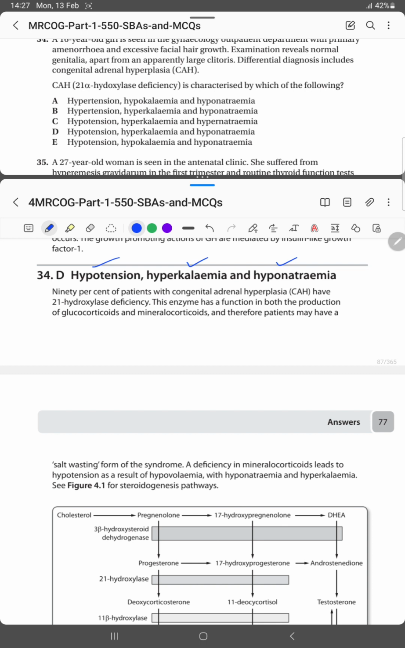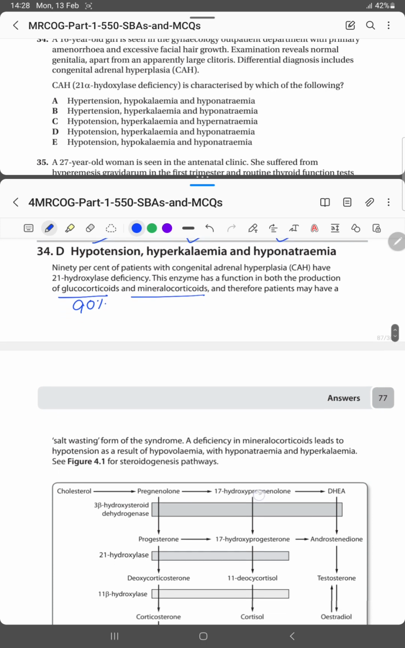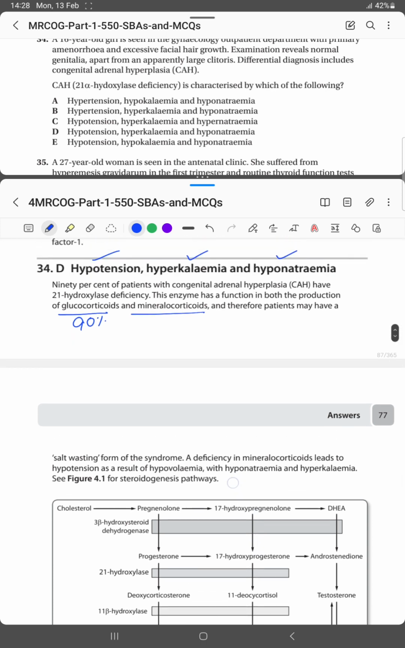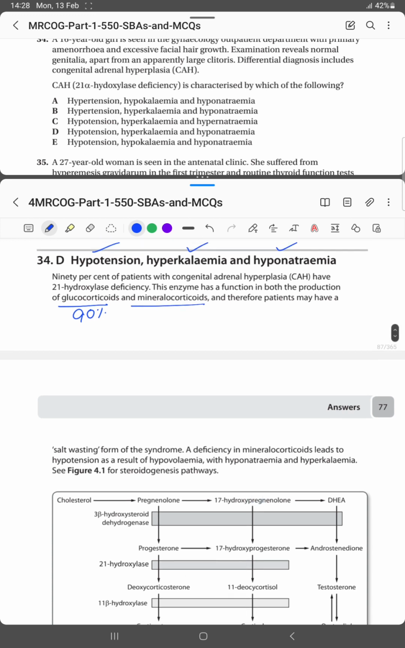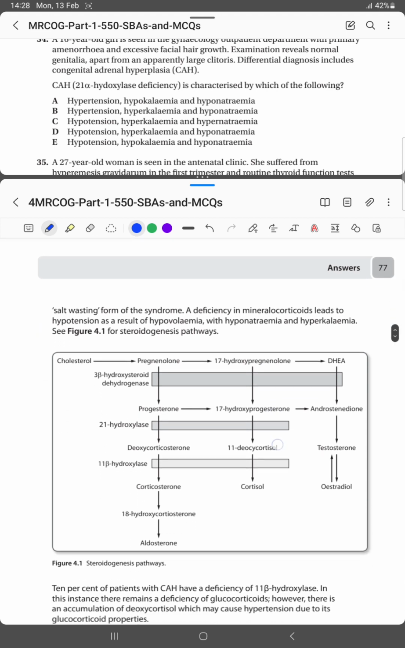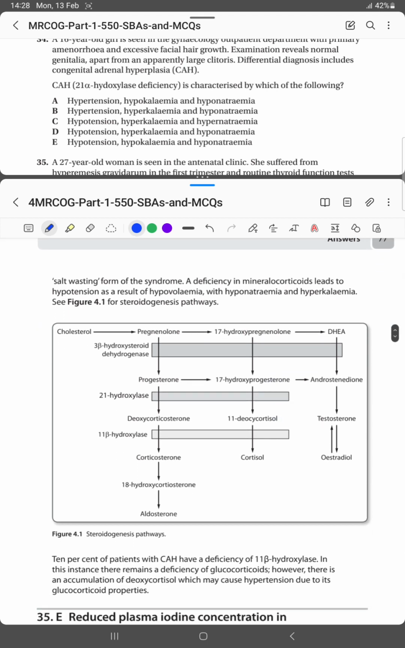So how does it happen? 90% of patients with congenital adrenal hyperplasia have 21 alpha hydroxylase deficiency. This enzyme has a function in the production of both glucocorticoids and mineralocorticoids, and therefore the patients may have salt wasting, which causes hyponatremia as well as hypotension. A deficiency in mineralocorticoid leads to hypotension as a result of hypovolemia and hyponatremia, and in case of hyponatremia, there will be hyperkalemia.